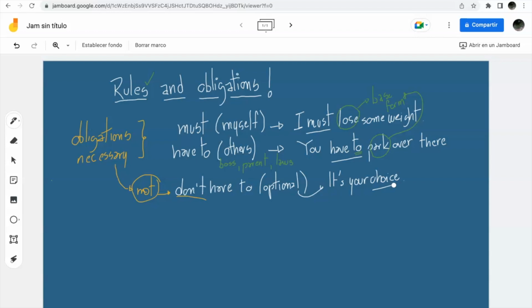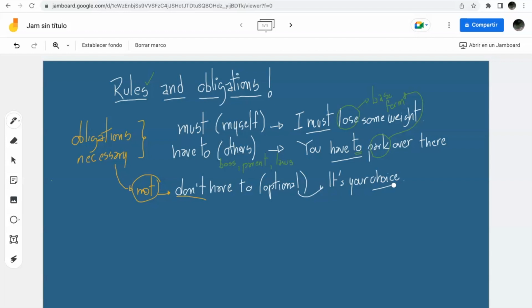Then let's talk about rules. So when it's not really necessary, don't have to. When you have to follow some rules, obligations, and when you need to do something that is really necessary, and when you have to obey somebody else, you have to use must for myself, and have to, that's like an order by others, right? So you must do something is stronger than have to. All right.